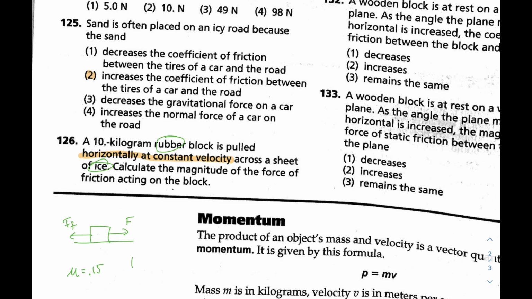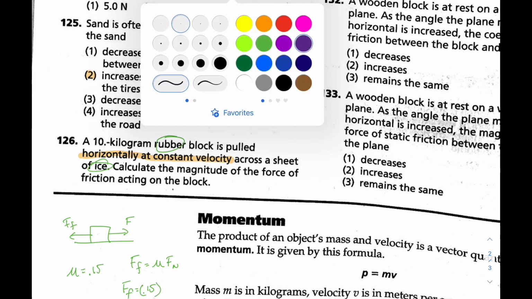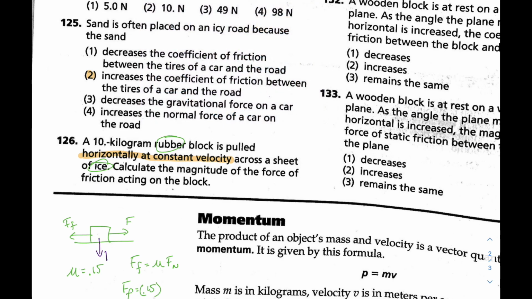Okay, but now what? Well, now you know the force of friction is equal to mu times the normal force, and mu is that 0.15. Well, what is the normal force? Remember, the normal force is what cancels out the y direction. So what is in the y direction? Well, you have Fg. So that means we just need to determine what Fg is. Remembering that Fg is equal to the mass times the acceleration due to gravity. That means it's going to be equal to 10, leaving off units, I apologize, times 9.8, which means Fg is going to be equal to 98.